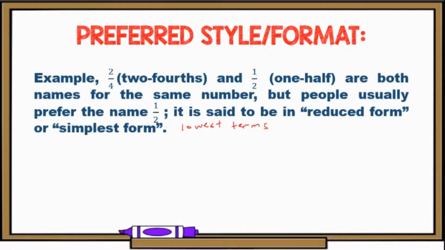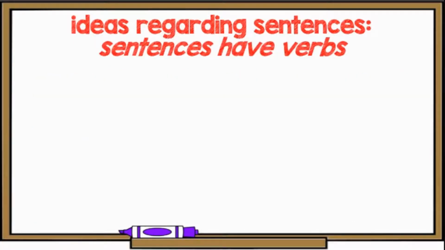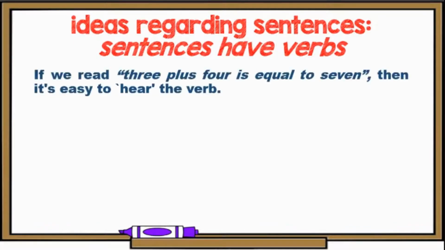Now, ideas regarding sentences. Sentences have verbs. If we read 3 plus 4 is equal to 7, then it's easy to hear the word, the verb. Ano yung verb natin dito? Ayan siya, is equal to. But what if they are represented as symbols? So, kung babasahin natin siya aloud, 3 plus 4 is equal to 7. Therefore, yung symbol natin dito na equal sign, yun ang verb natin.